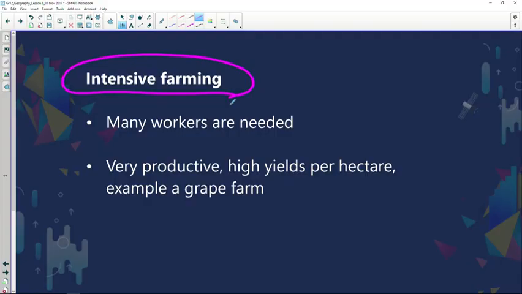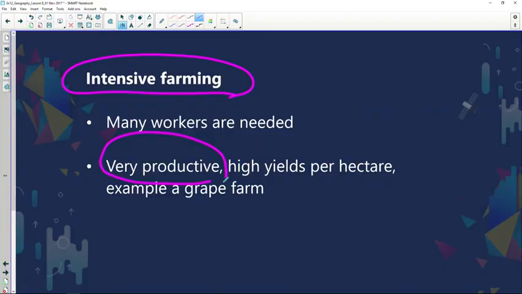For instance, let's use a grape farm. On a grape farm, you still literally need people to go and pick the grapes from the vineyards. And it's very productive, it's high yields per hectare. So when it's harvest season, the farm is going to be very productive, and a lot of work is being generated out of this farm.